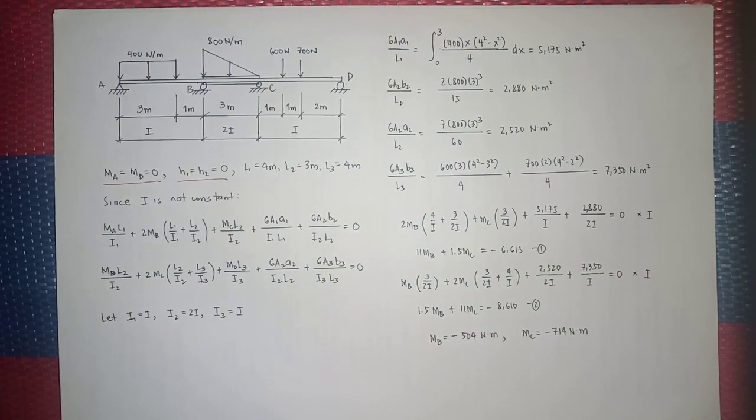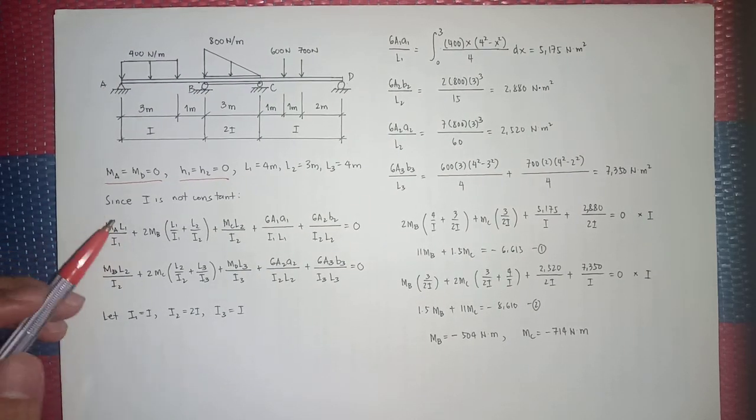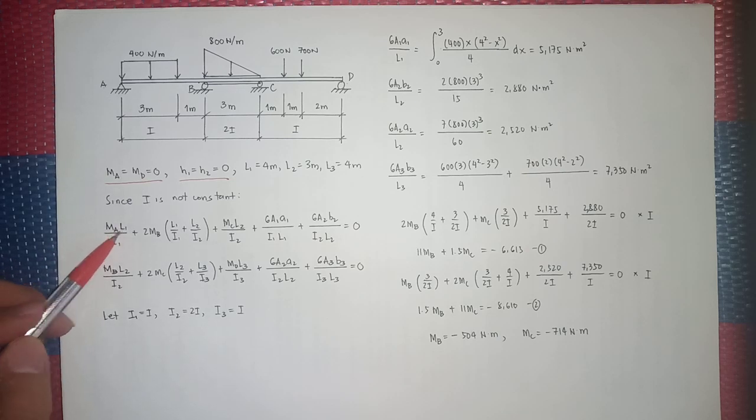But since the moment of inertia is not constant, kagaya ng ginawa natin dun sa area moment method, i-distribute natin yung effect ng moment of inertia sa kada span. Okay, so that meron tayong divisor na I1. Okay, para sa lahat na may involved na L1.